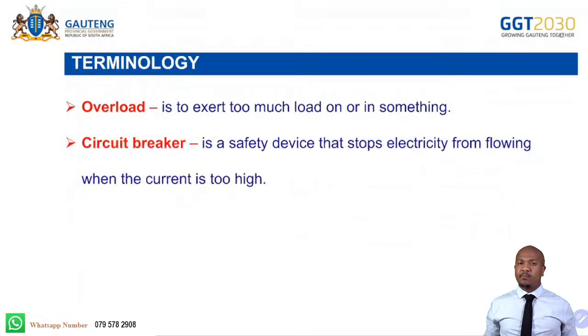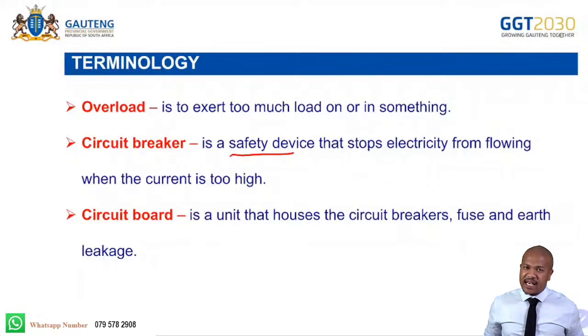Then we have circuit breaker. A circuit breaker is a safety device that stops electricity from flowing when the current is too high. So underline the keywords there. It is a safety device. It stops electricity from flowing when the current is too high.